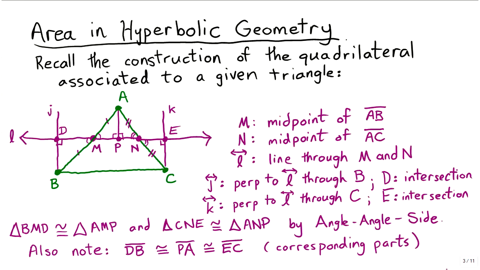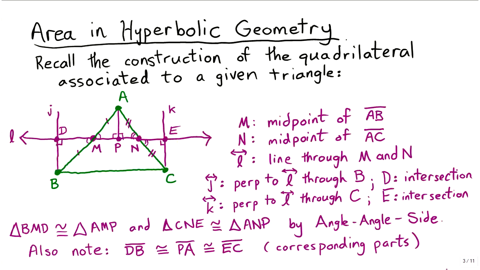Now, after doing these proofs of equivalence by dissection, we're ready to move on to talking about area in hyperbolic geometry. Now, this construction that we've seen multiple times, we start off with a triangle ABC, we find the two midpoints, M and N, construct the line through those midpoints, and then construct two perpendiculars through the vertices B and C. The intersection points are called D and E. And we have this associated quadrilateral, DBCE.